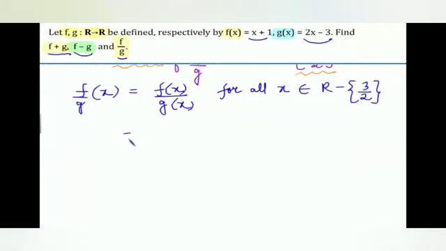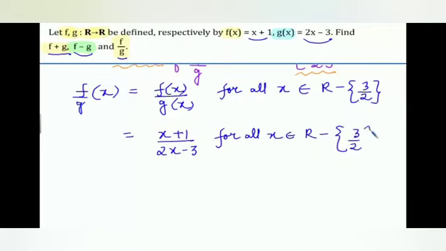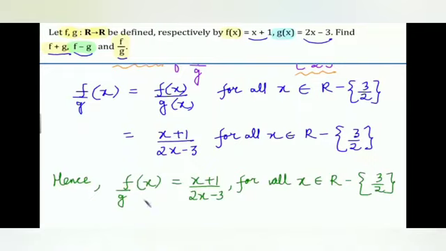Where f of x is equal to x plus 1 and g of x is equal to 2x minus 3, for all x belongs to R minus 3 by 2. Hence f by g of x is equal to x plus 1 divided by 2x minus 3, for x belongs to R minus 3 by 2.